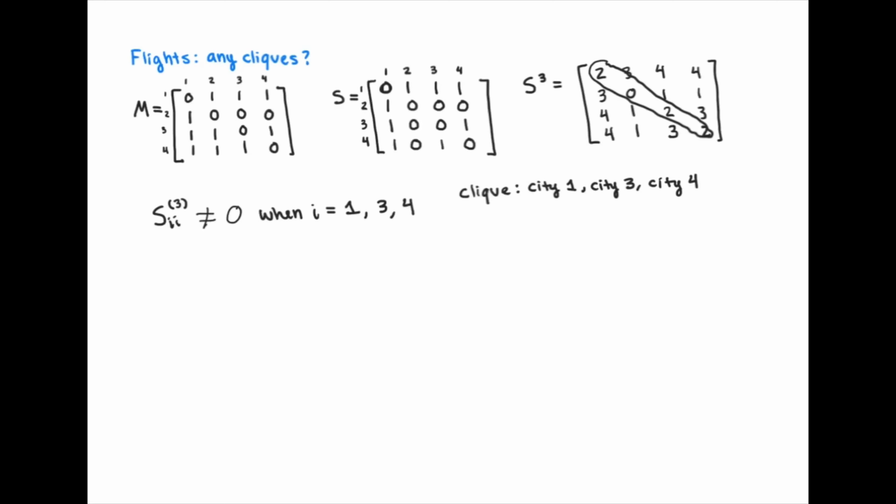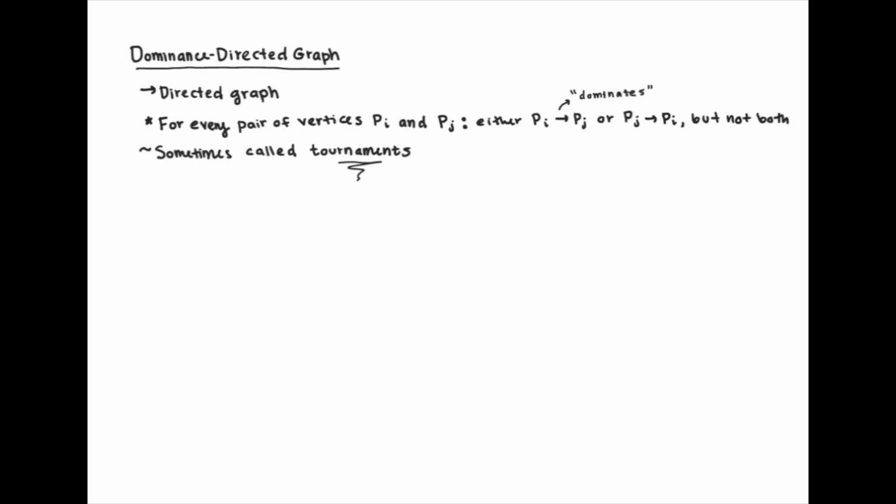Let's move on to our next topic, dominance-directed graphs. A dominance-directed graph is a directed graph with the following special property. For each pair of vertices, pi and pj, either pi dominates pj or pj dominates pi. However, both cannot be true. This is sometimes called a tournament because when we think about a round-robin tournament where every team plays every other team, each team must either beat or lose to every other team.